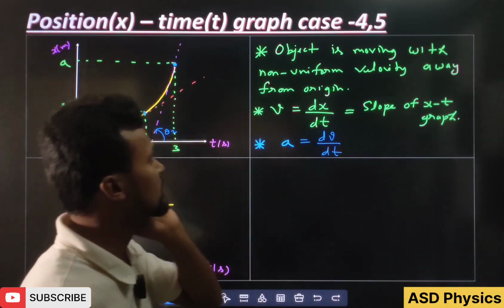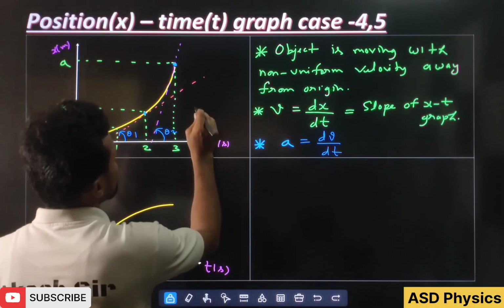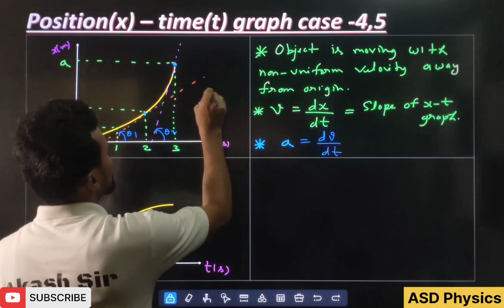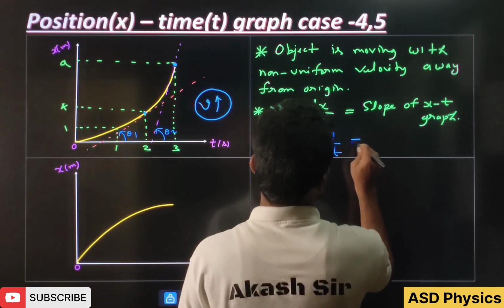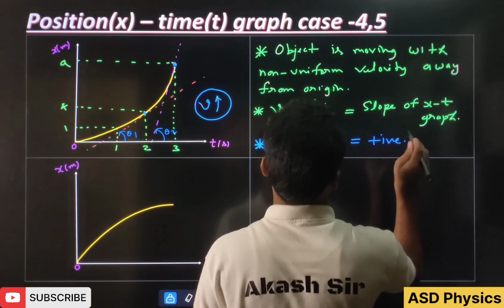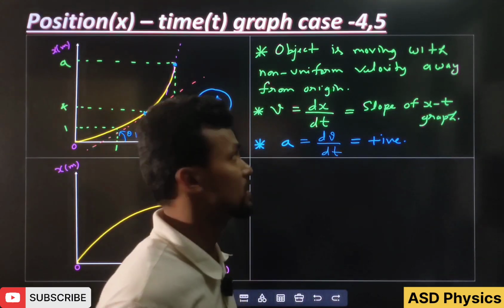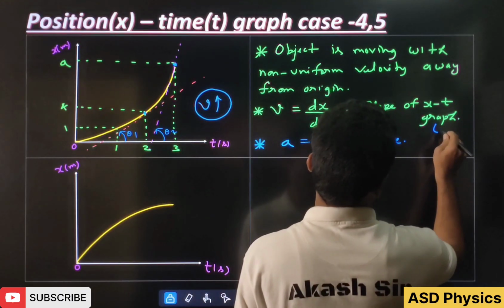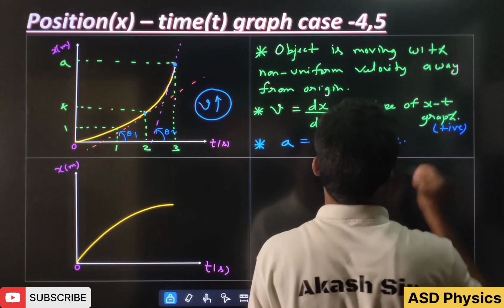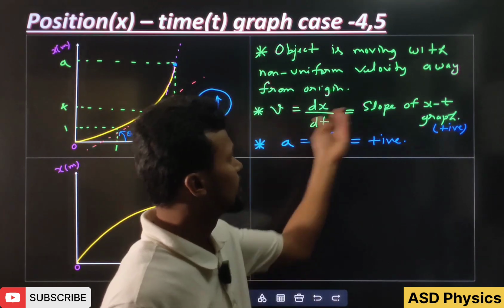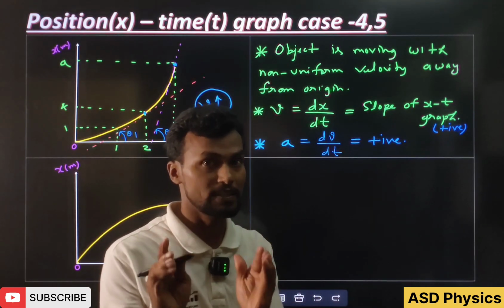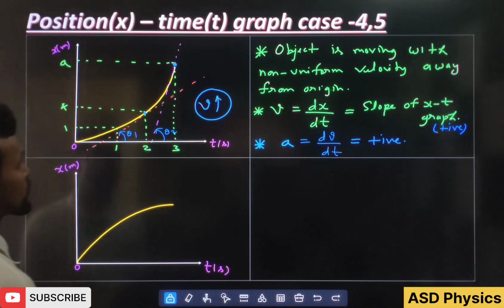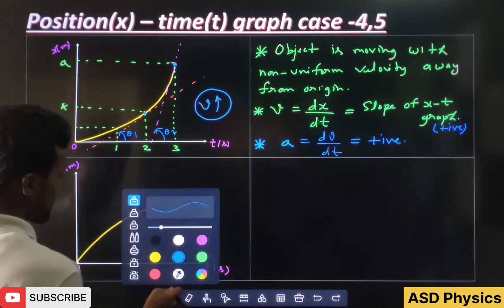Okay, so I hope this one is very clear to you. Again I'm telling you, the velocity is increasing, but one more thing is there: definitely this acceleration will come positive. The acceleration will come positive, and when you solve, the velocity will also come positive. So we can tell v is positive, a is positive, and the velocity has to increase. This is very basic. Okay, great.